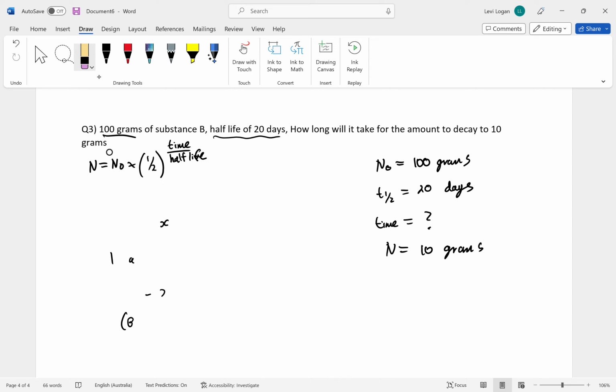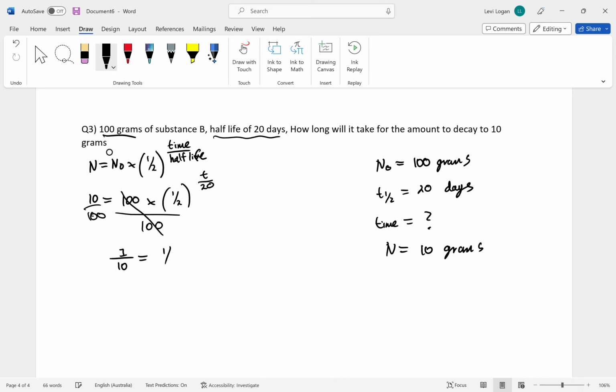Alright, cool. So let's plug our numbers into our formula so we can start rearranging things. So N is 10, N0 is 100, multiplied by a half to the power of t over 20. So we have a t divided by 20 up here. Now we're just going to make t the subject. So first of all I'm going to divide both sides by 100. That will cancel that there. So we're going to have 1 over 10 equals a half all to the power of t over 20.